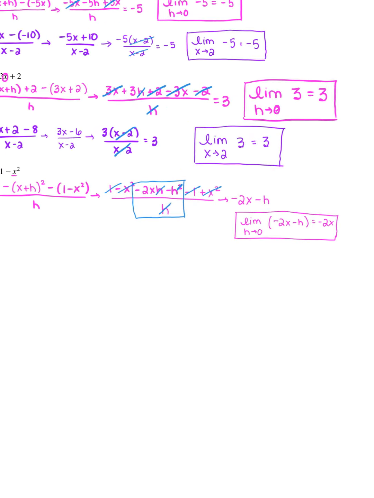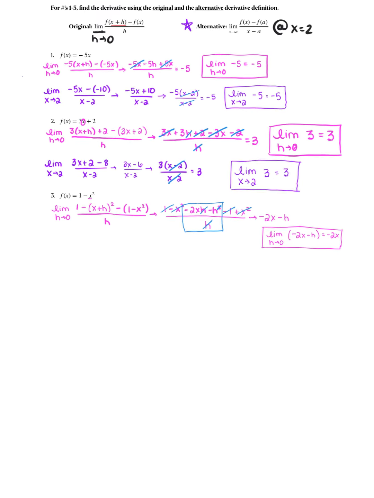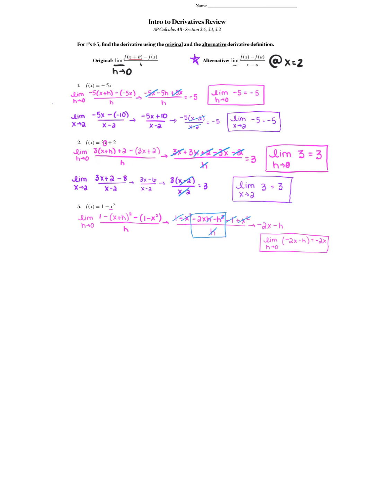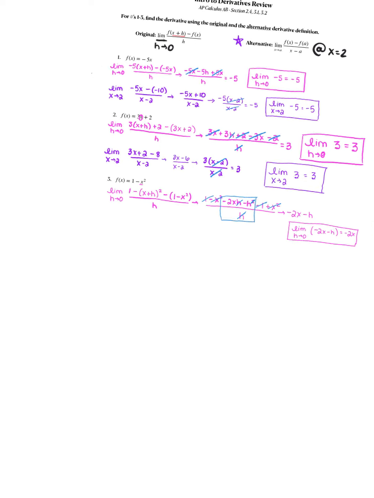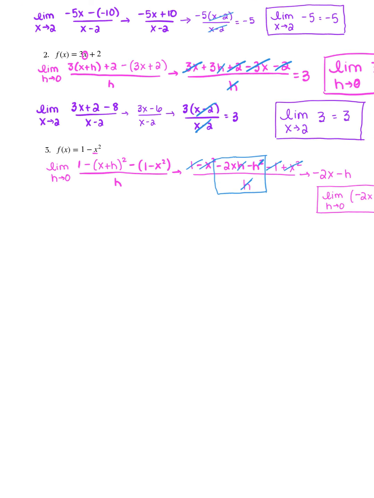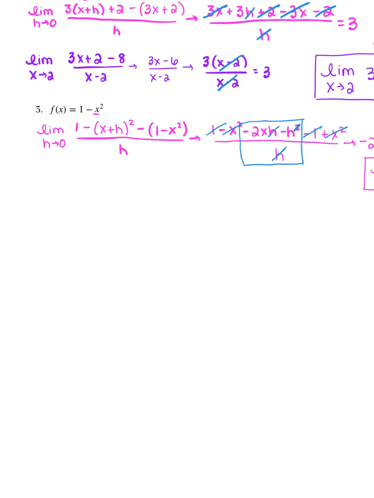So now my next problem is asking me to find the derivative at x equals 2 specifically. Based on what I just found, I should be able to know what my answer should be, because this is telling me that anywhere on the function, the derivative is just negative 2x. So I'm expecting my derivative to be negative 4, because negative 2 times 2 gives me negative 4. But let's work through it and make sure that that's the answer that we get.